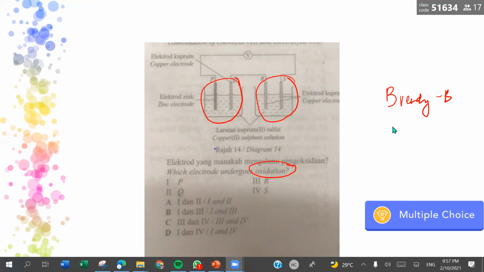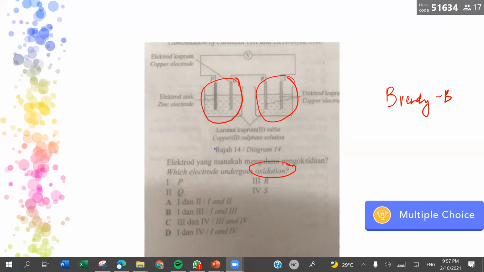Okay, P and R, Vin says, yeah? P and R is 1 and 3. Okay, say B also as well. Okay, Zahir says D, Shwani says B. Okay, 1 and 4. Okay, all right. Now, let's look at the answer, yeah? Okay, Mo says D, Nage says D. Okay, which one undergoes oxidation?